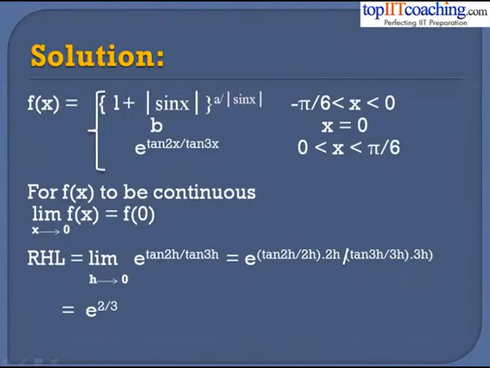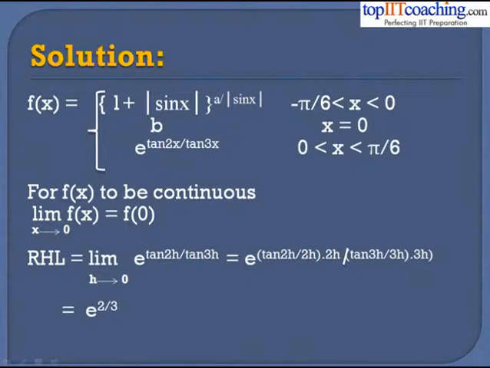So, the right hand limit is equal to the limit of e to the power of tan 2h by tan 3h when h tends to 0, because we substitute x equal to 0 plus h and get the value as tan 2h by tan 3h. Now, we multiply and divide the numerator by 2h, and similarly we multiply and divide the denominator by 3h, so that we get the expression as tan 2h by 2h into 2h divided by tan 3h by 3h into 3h.